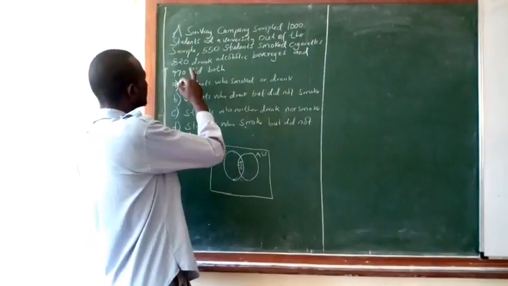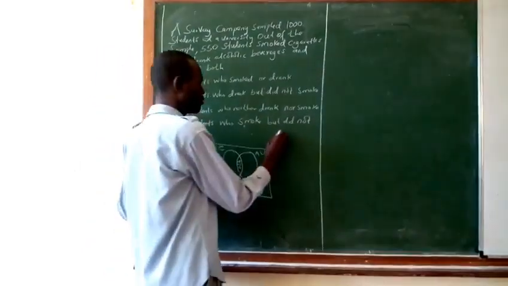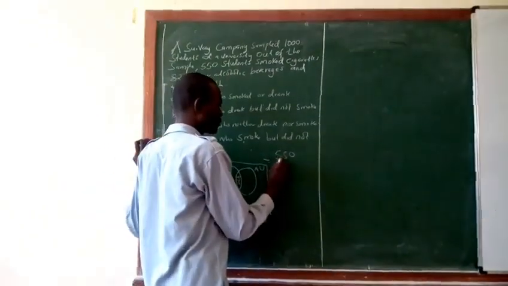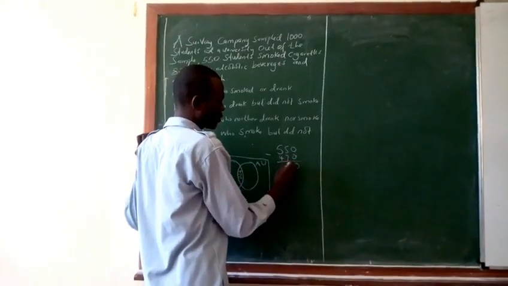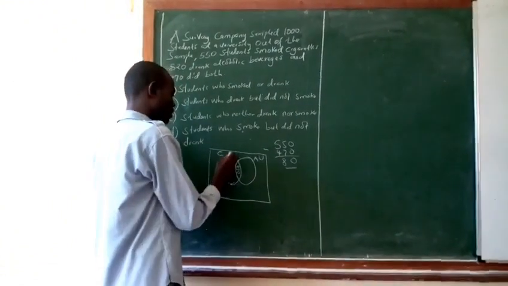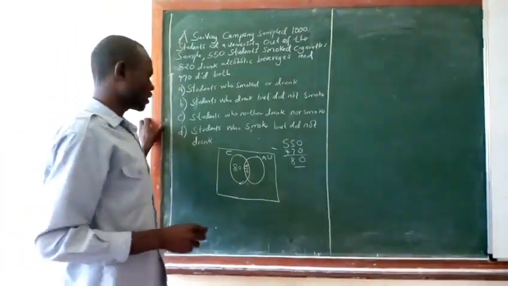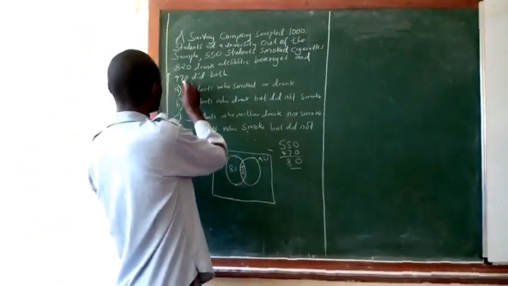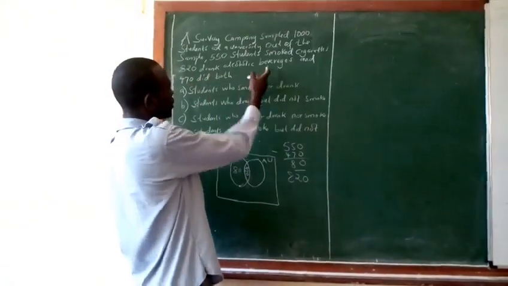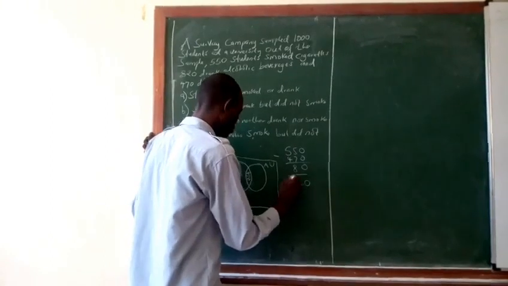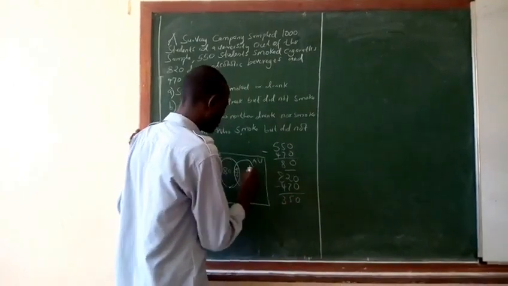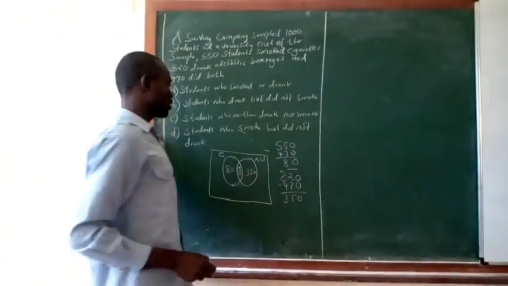Then we have 550 who smoked cigarettes. So 550 minus 470, in this case, you get 80. So meaning 80 only smoked cigarettes. Then in this case, we have 820 who drank alcoholic beverages. So take 820 minus the 470. So you get 350, meaning only 350 drank alcoholic drinks.